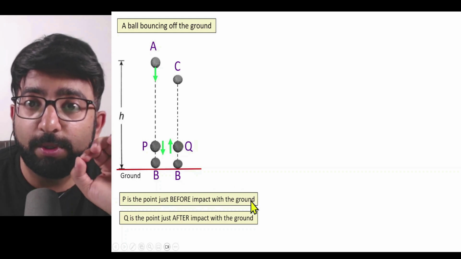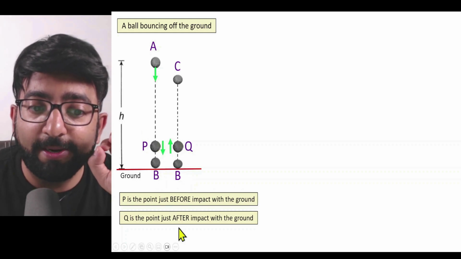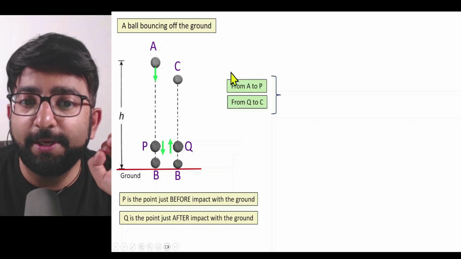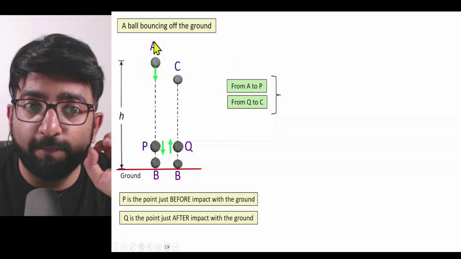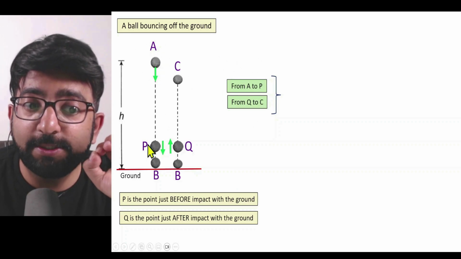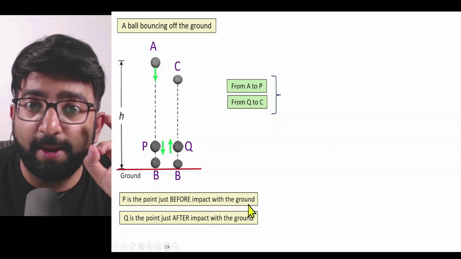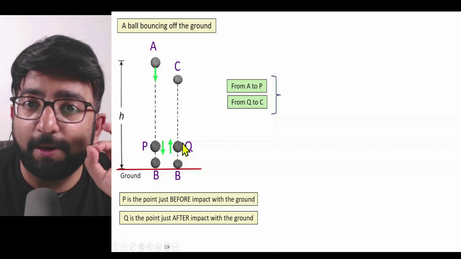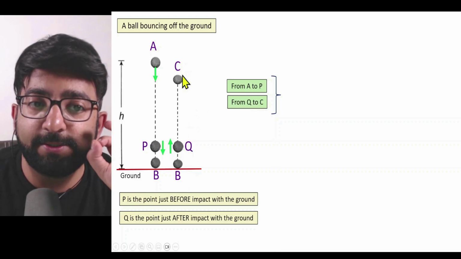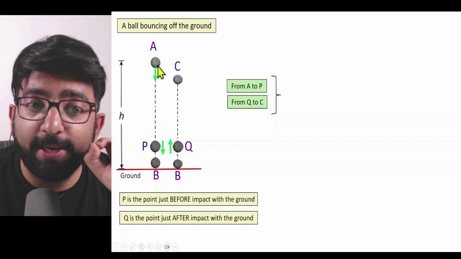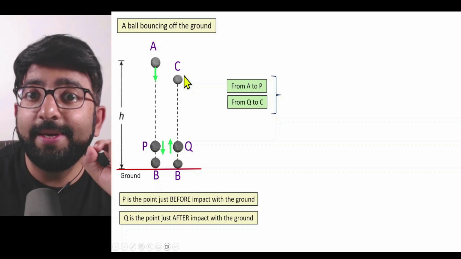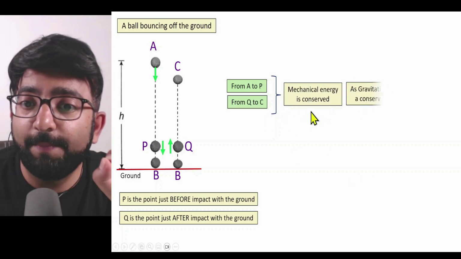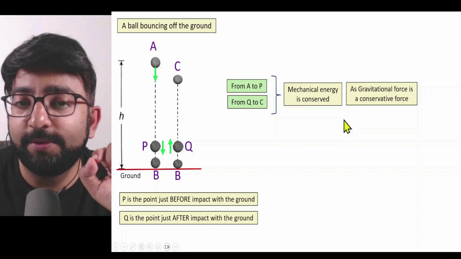So just before impact with the ground, the ball is moving downward, and just after impact with the ground, the ball is going upwards. And now if we consider these points, we consider the motion of the ball from A to the point P, which is just before impact with the ground, and the motion of the ball from Q to C, which means just after impact with the ground until it reaches the maximum height C. So when the ball is doing motion from A to P or Q to C, only the gravitational force is acting on the object. So mechanical energy will be conserved, as gravitational force is a conservative force.